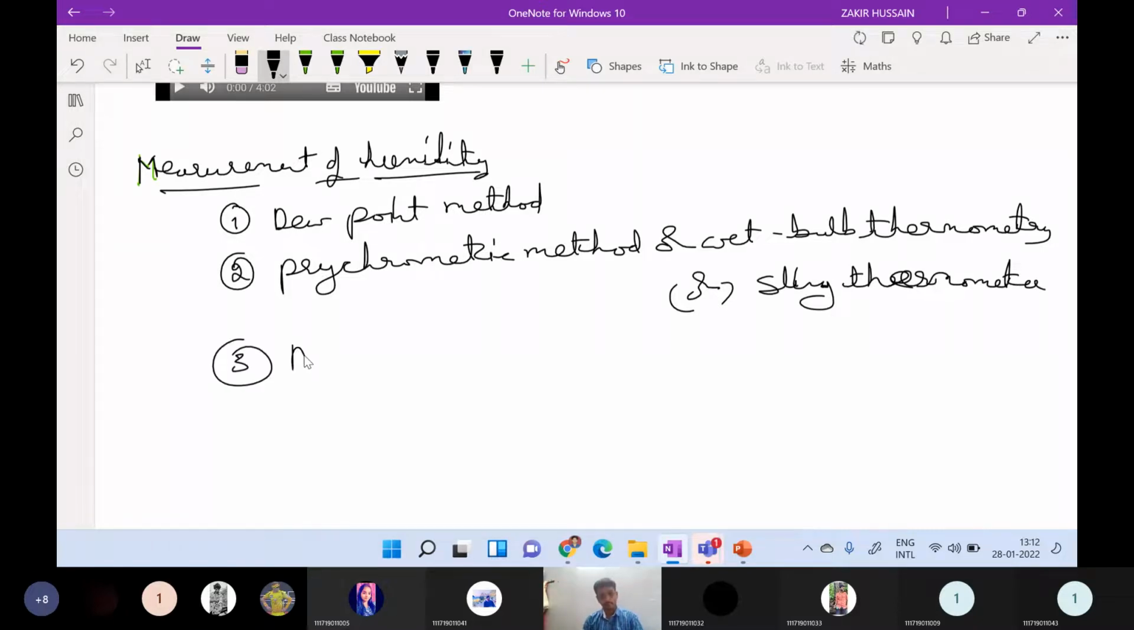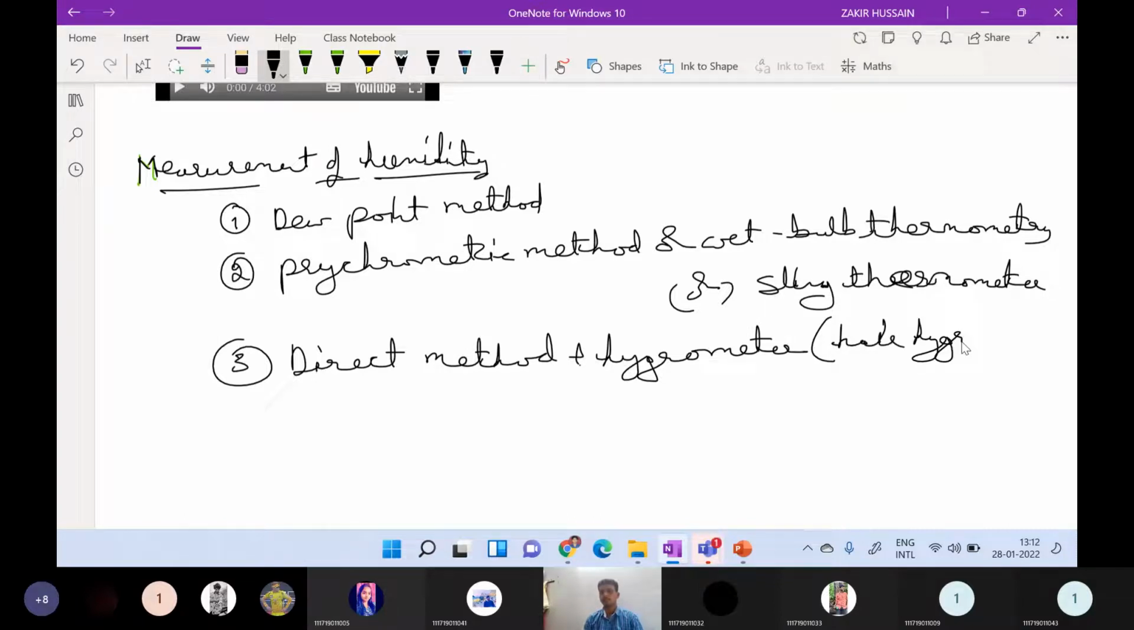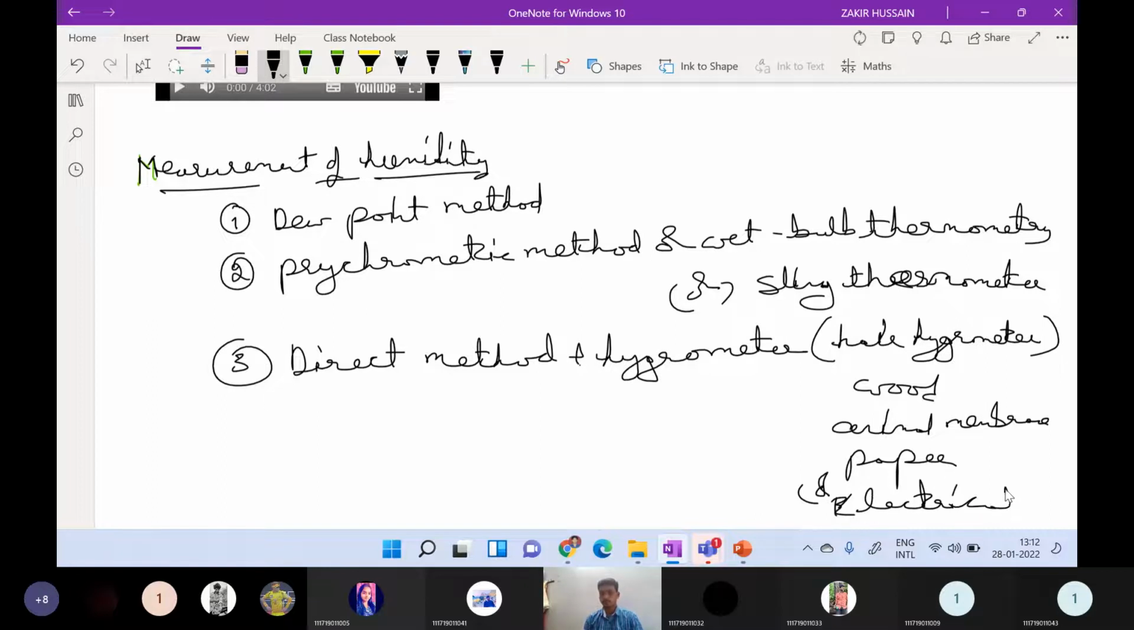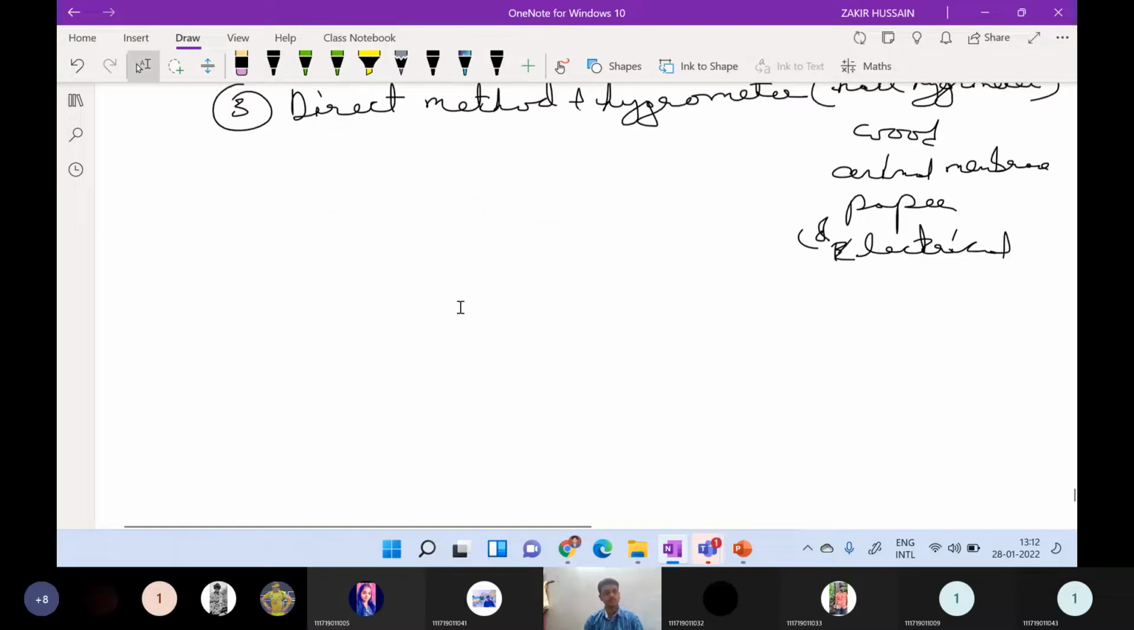And the third one is the direct method. In this direct method, there will be hygrometers. We have seen in IPC, instrumentation and process control, the hair hygrometer, wood hygrometer, animal membrane. Then next, paper hygrometers or electrical hygrometers will be there. All of these come under the direct methods for moisture measurement. Out of these, the first one we are going to see is the dew point method.